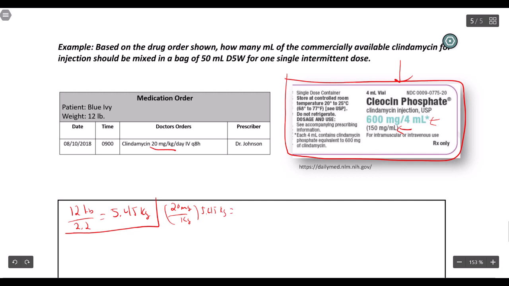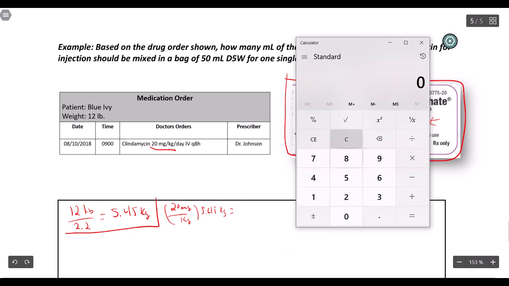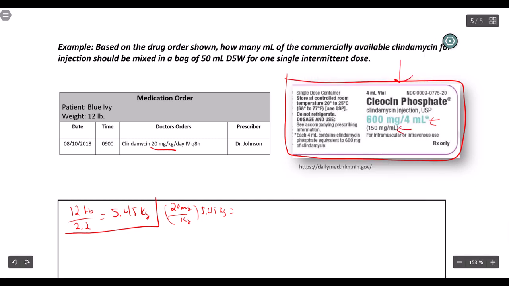My dose is now going to be 5.45 times my 20, and I get 109 milligrams. So now I've got this drug order saying 109 milligrams per day every 8 hours. So this is per day, and it's given IV over 8 hours.